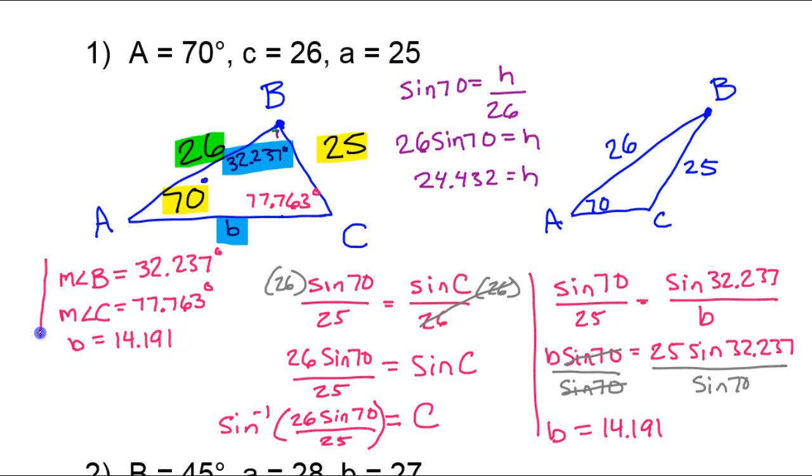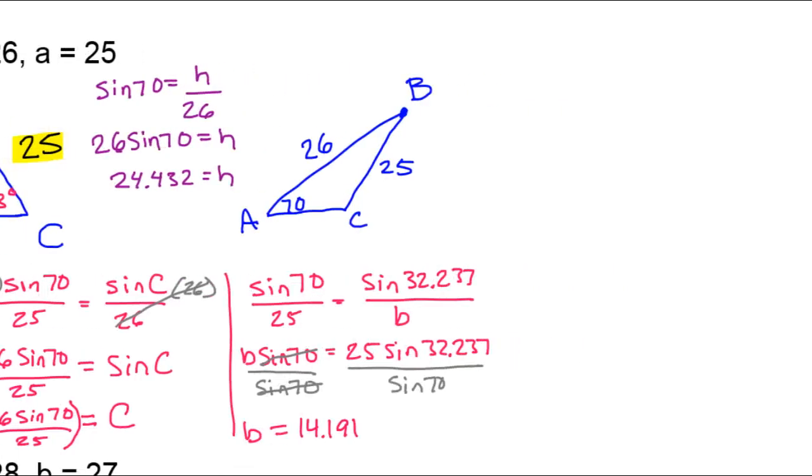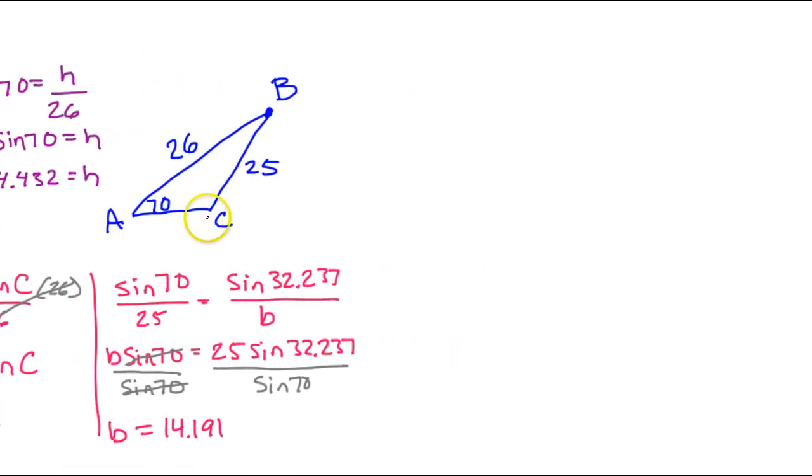Okay, and so this is one solution that we're going to get. But this was the ambiguous case. This is the solution where we wind up with an acute triangle. Now, what about the solution when we wind up with an obtuse triangle, like this?